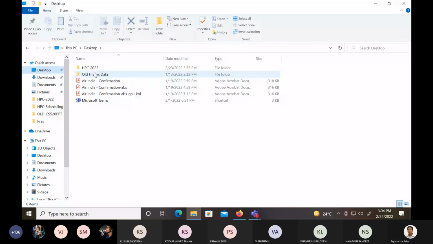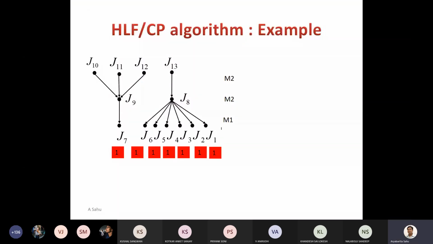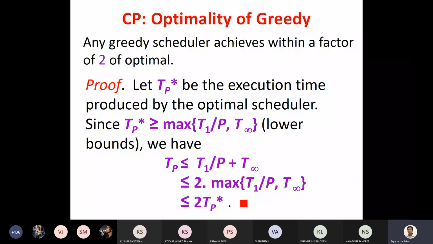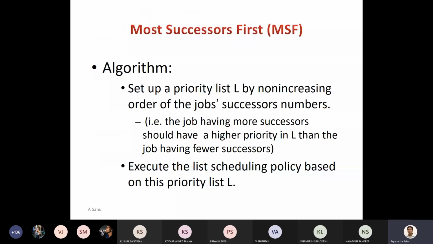So the same classes continue from yesterday. Up to this point we have finished yesterday, and from today we'll start most successor first. The same problem, but we'll try to solve it using a different approach. Most successor first is actually another heuristic. It is not proved to give any approximation, but this is the algorithm.